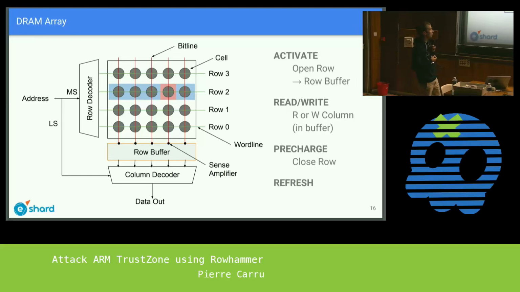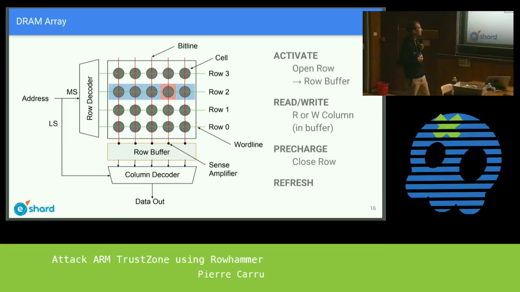So there's only a few operations that you can do on rows. You can activate a row. That means that all capacitors will be discharged and read to a row buffer, and then you get your data out and it goes back to the CPU. The thing is, if you activate a row several times in a row, that's called Rowhammer, and it will probably disrupt the cells that are nearby.